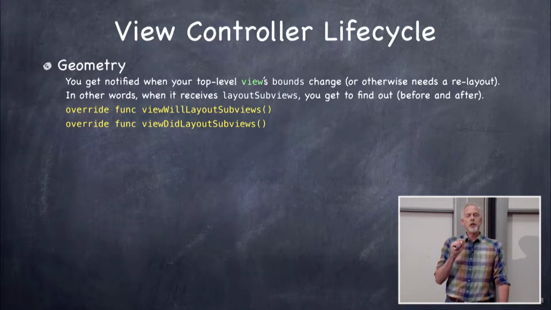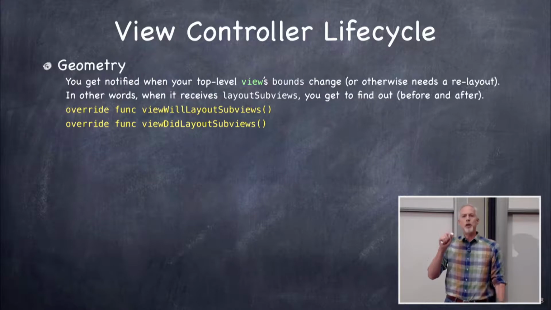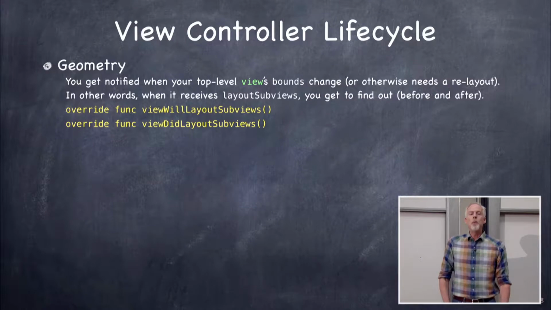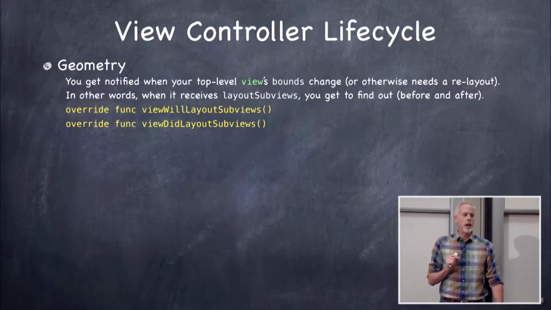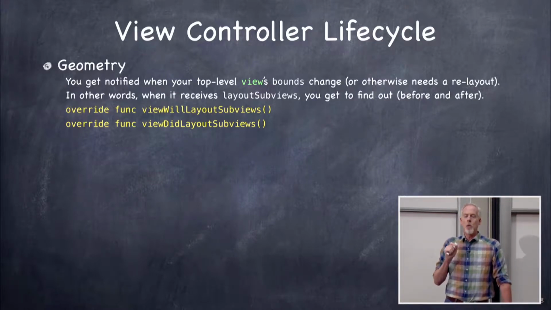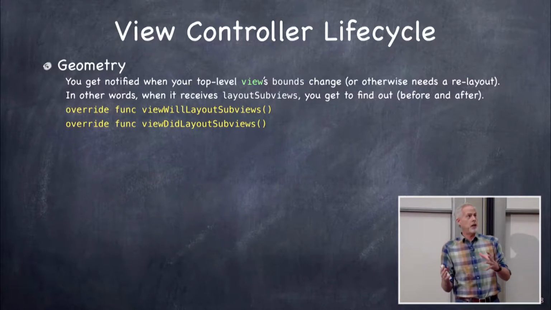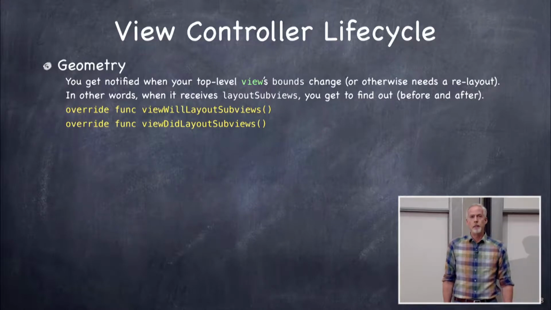These two methods are sent to your controller when its view, you know, the self.view, right, the top level view of the controller, that var view, just before and just after that view is sent layoutSubviews. Okay, so why would that top level view be sent layoutSubviews? Same reason any other view. Maybe subviews came and went out of it, that's a common one, or its bounds changed. So this is a good place to put geometry changes. Okay, because this is always going to happen when the bounds of your top level view change.